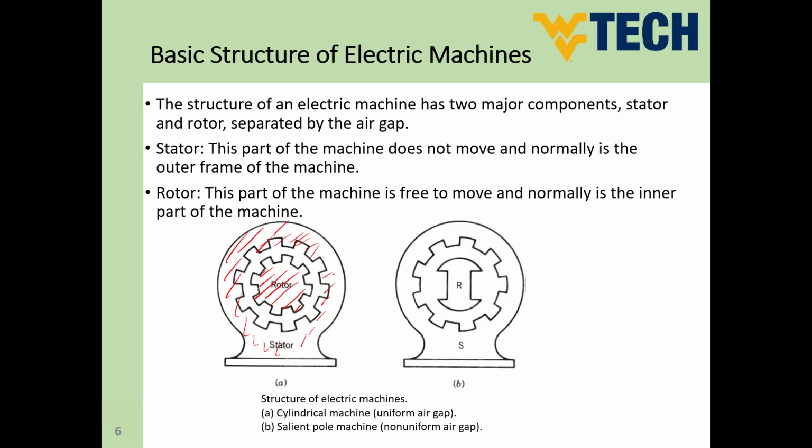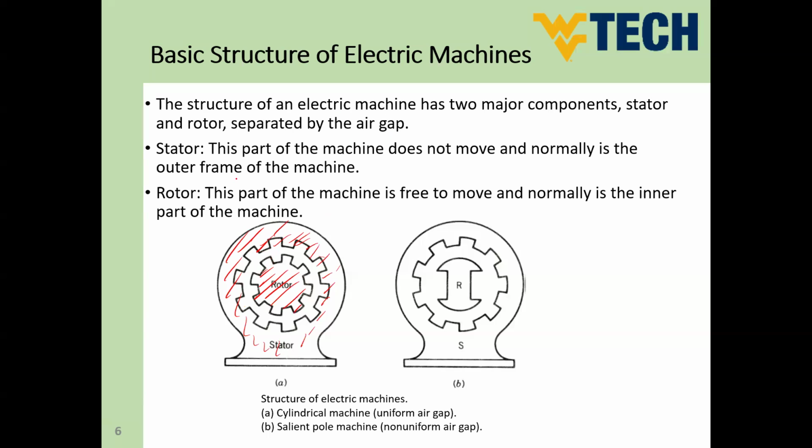In order to have this type of motion, you have to have a space in between. Otherwise, these two structures will be collapsed together. So we shouldn't have any kind of friction between the two bodies. So we have to have a space in between. This space, guys, is called air gap. So no electrical machine without air gap. So in all electrical machines, we have an air gap between the two structures, the stator and the rotor.